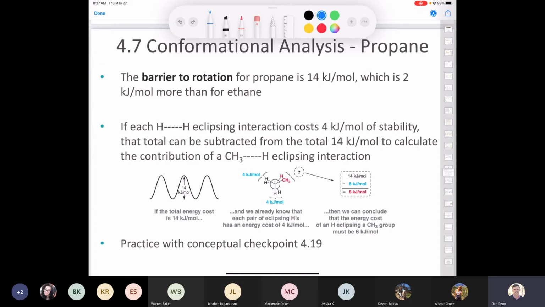And if we try to evaluate the torsional strain for every eclipsed hydrogen-hydrogen, I showed you how each one is worth 4 kilojoules per mole. So you subtract both of those. You have one here and you have one here. You subtract it from the total of 14 and you get 6. So the eclipsing interaction between the hydrogen and the methyl group costs 6 kilojoules per mole.